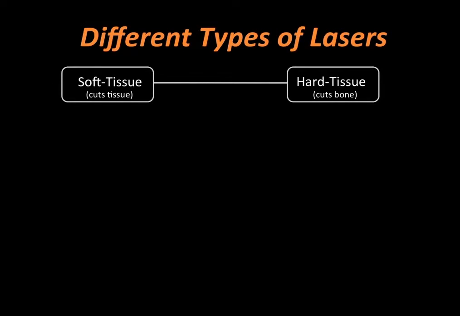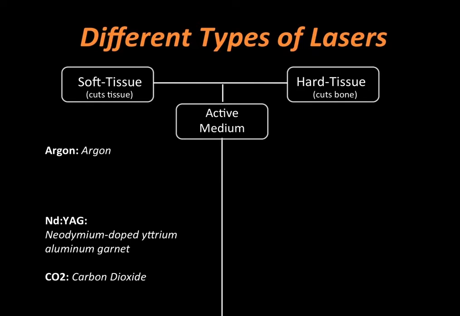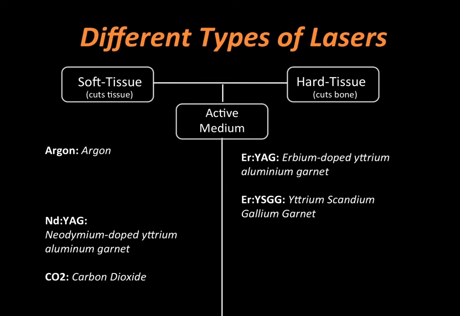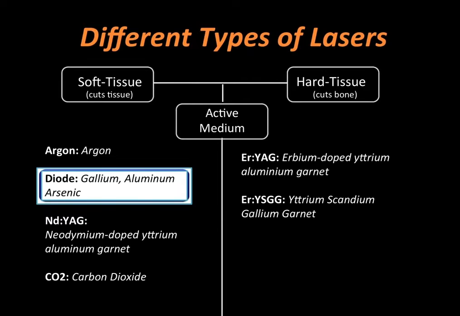There are many, many different types of lasers out there. There's argon lasers and ND-YAG lasers and CO2 lasers. And there's hard tissue lasers like the erbium YAG laser and the yttrium scandium laser, and they all have different applications in dentistry. Some of you may use these products in your practice and may be working very efficiently. But here we're going to demonstrate the use of the diode laser, which is a gallium, aluminum, and arsenic laser that allows us to provide the services that I'm going to demonstrate clinically throughout the program.